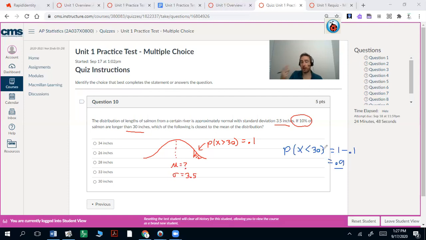Okay, so first think about it going the other way. 90% are less than 30. Now we can do a z-score. We have to get z first if we're doing that. So we can go to our table or our calculator. I'll show you both ways. So with the table, we're looking at 90%, 0.9.